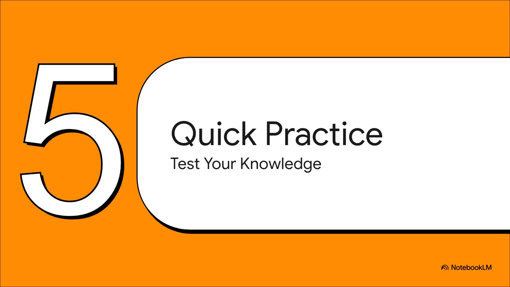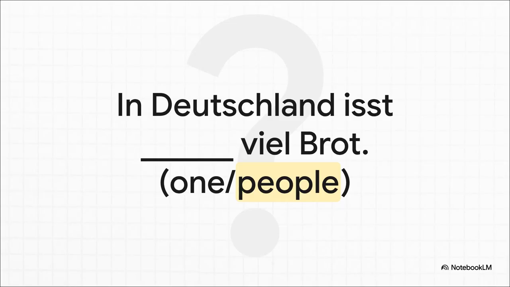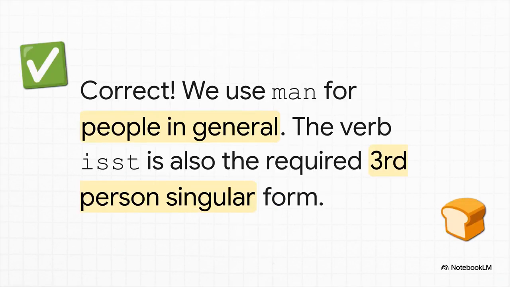And now for Section 5, your turn. It's time for a quick practice. Let's put your new knowledge to the test. Okay, ready? Fill in the blank. In Deutschland ist blank viel Brot. So, in Germany, one or people eat a lot of bread. What do you think goes there? The answer is man. You're talking about people in general. And the verb ist is that third-person singular form.